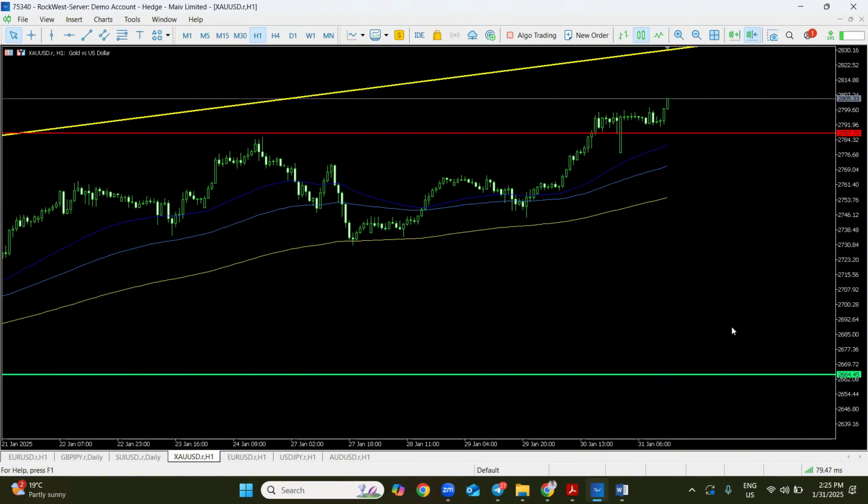Also considering with... so yeah, it's not a clear uptrend.